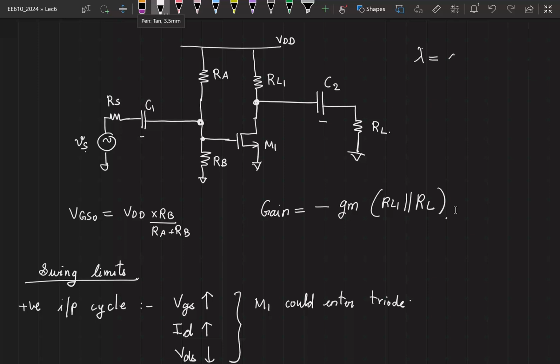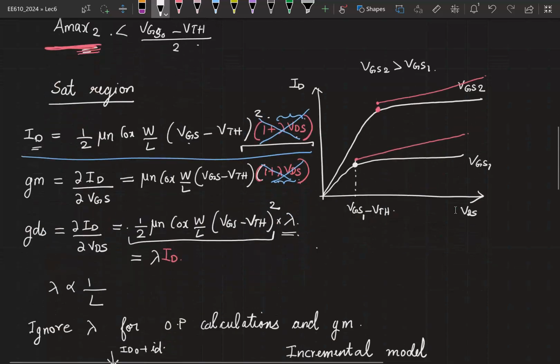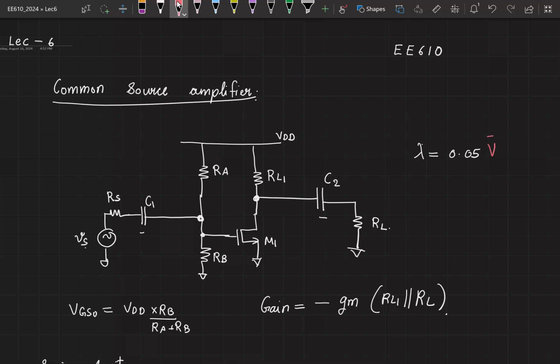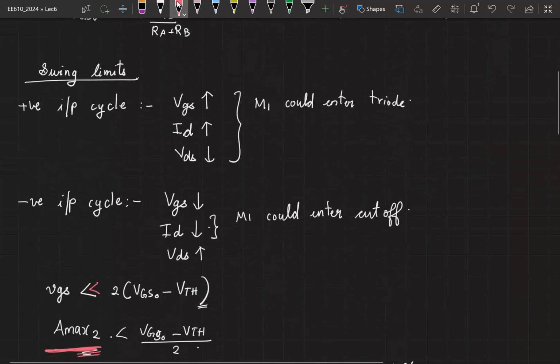Let's say your lambda value is given as 0.05. What should be the unit? It is volt inverse, right? So your ID expression is given by this factor, which was the ID that you knew earlier, into 1 plus lambda VDS. So both sides should have the same unit as ampere. This portion is already in amperes, which means this should be dimensionless. One is dimensionless, lambda VDS has to be dimensionless. So lambda should have the unit volt inverse. Okay. So lambda equal to 0.05 volt inverse. Please tell me the new gain that you get.